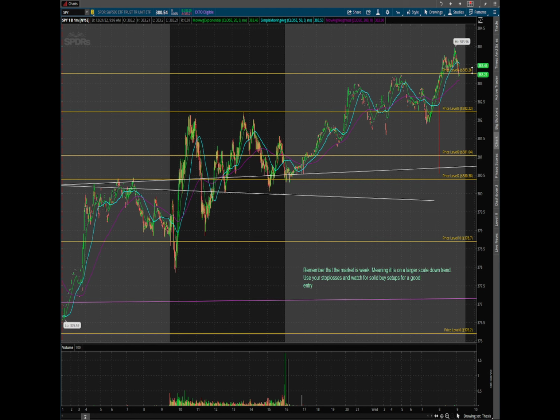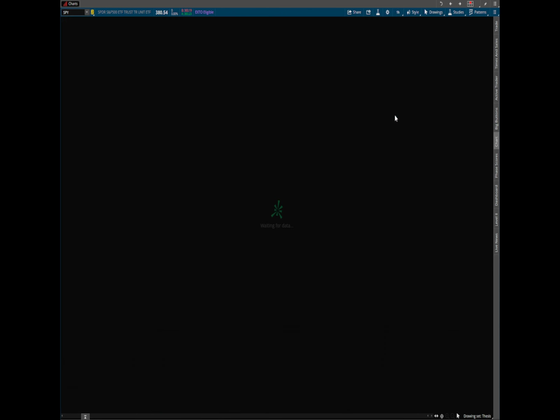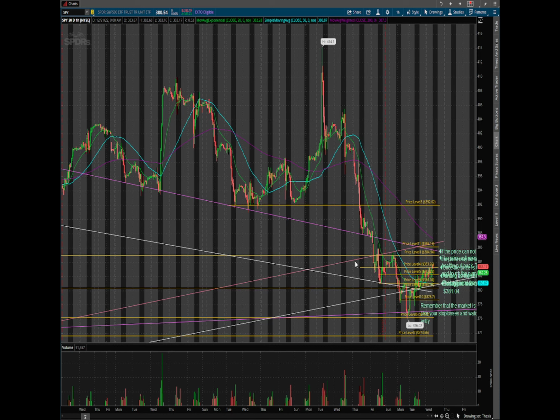This right here is today's market. So the question is, what do we see? How do we see this playing out? Well, this is how I see it playing out. Let's scooch over here. There we go.